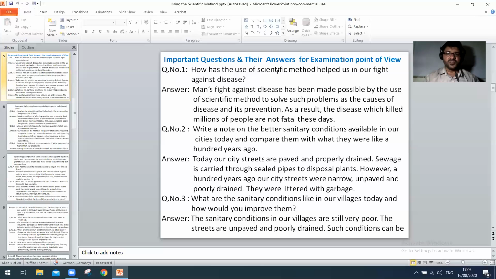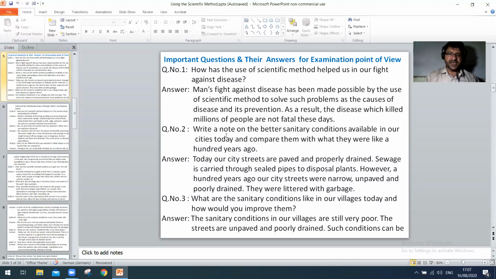Question number one. How has the use of scientific method helped us in our fight against disease? Answer. Man's fight against disease has been made possible by the use of scientific method to solve such problems as the causes of disease and its prevention. As a result, the diseases which killed millions of people are not fatal these days.